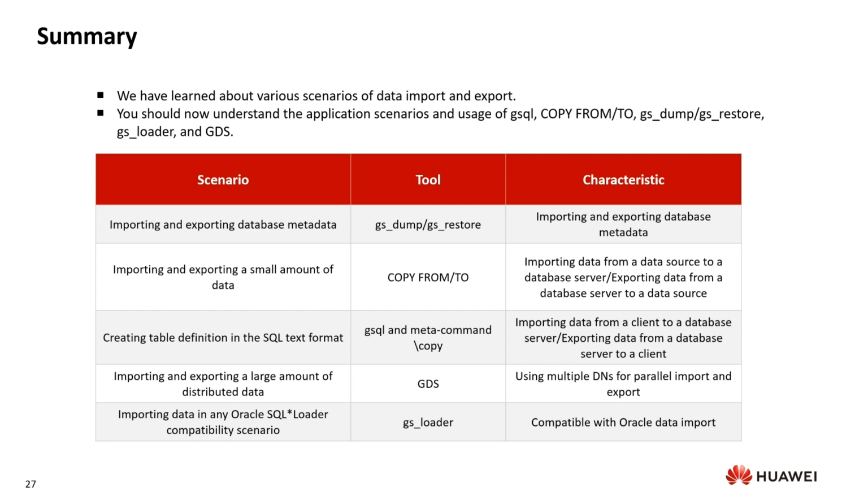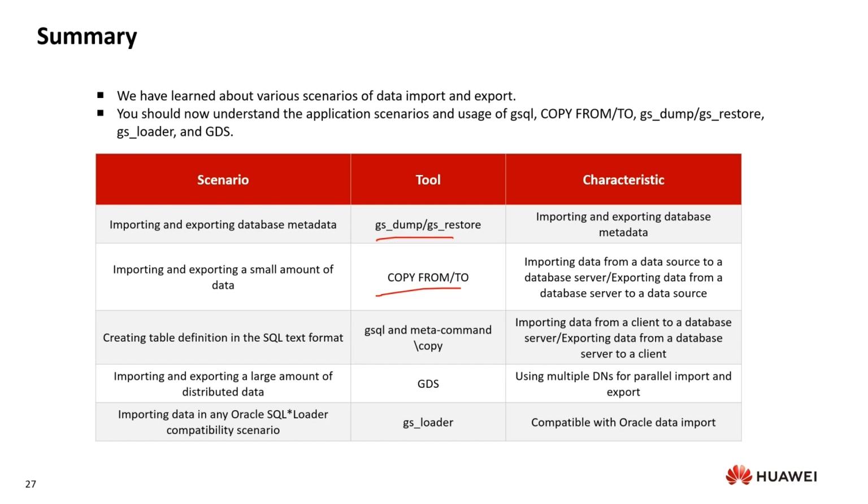At last, let's summarize what we have learned today. We have learned about 5 tools for importing and exporting data in GaussDB. To import or export database metadata, you can use the gs_dump or gs_restore tool, which can import and export data object definitions. To import or export a small volume of data, you can use the COPY FROM or COPY TO SQL statement.